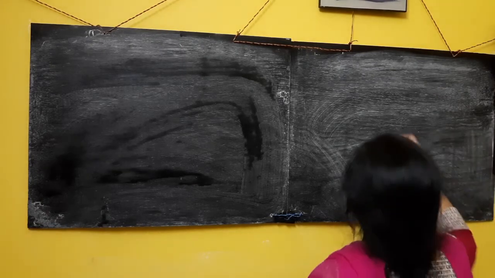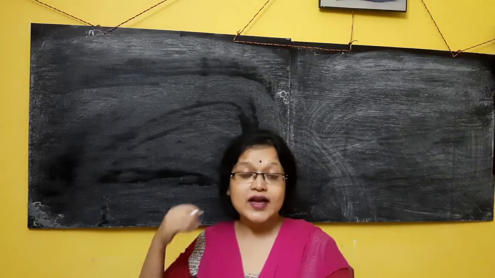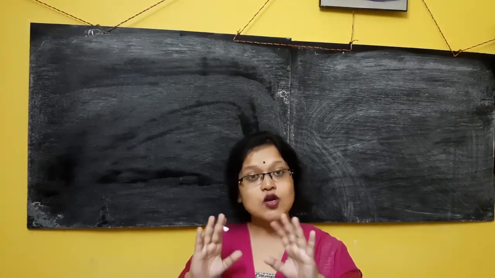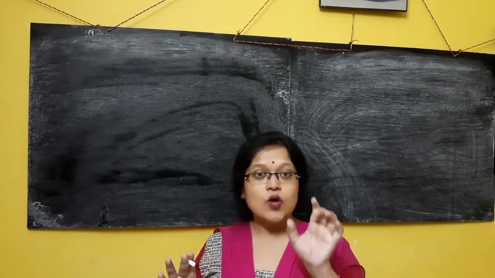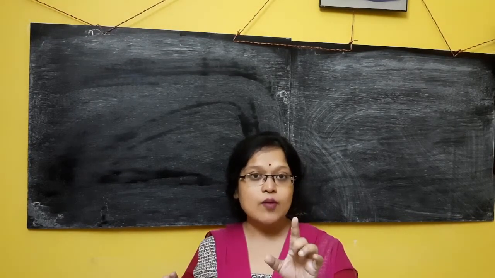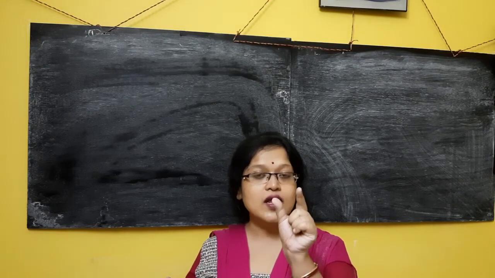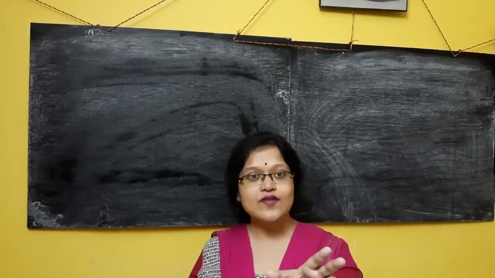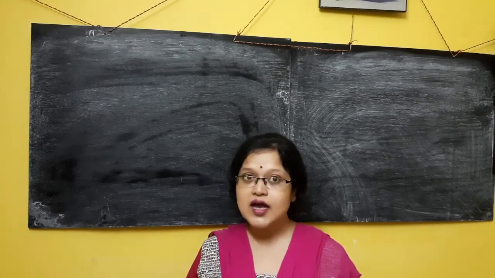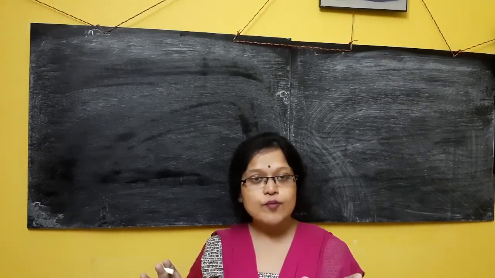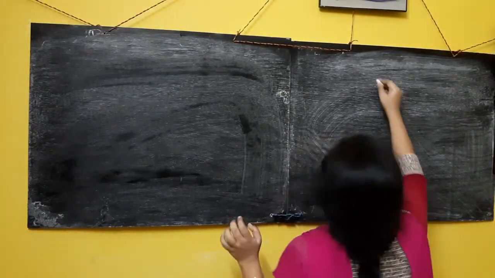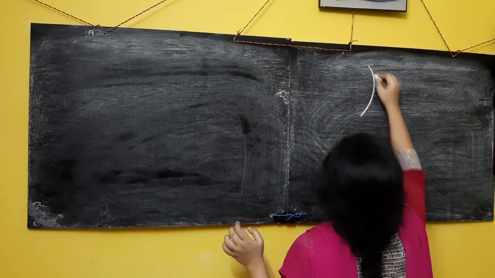Now see, first let's draw the concave mirror. First thing first, as you know, the focal length and radius of curvature are related by a factor of two. Whenever you are drawing, be particular about how much distance you take for the focal length, and make it twice when you take the radius of curvature. Otherwise you can't complete the diagram, the geometry will not come properly, and you can't establish the theorem. So let's first draw the concave mirror.